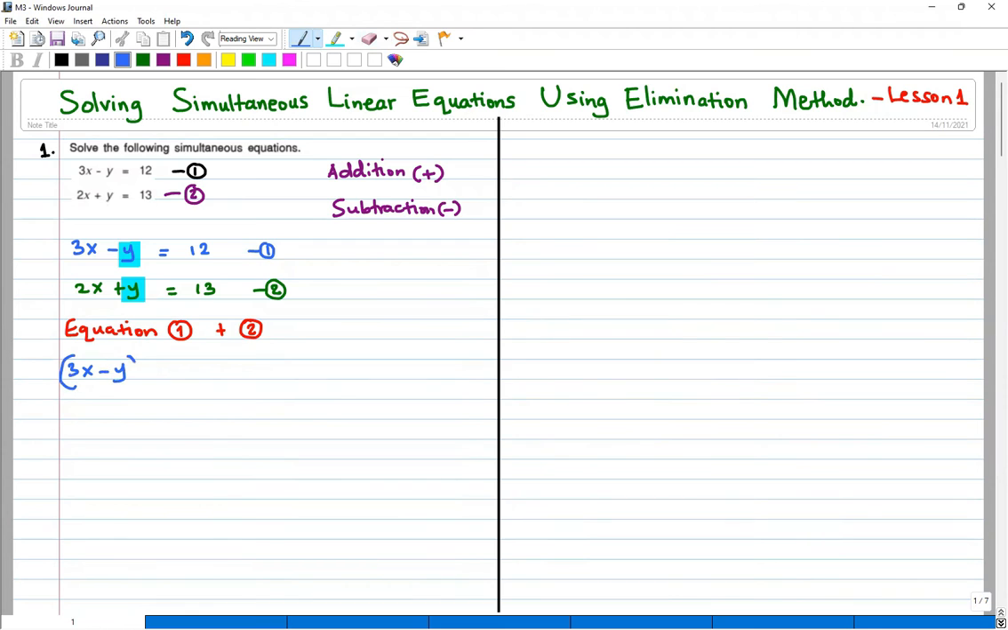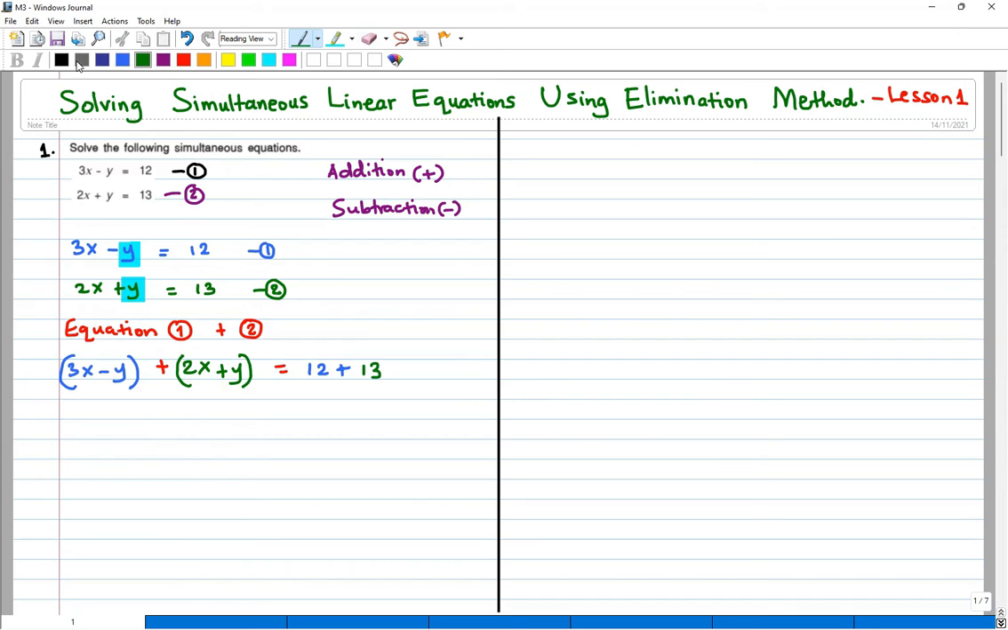Okay. We shall first take away this part, then later this part. Okay. So we have 3x minus y plus 2x plus y is equal to 12 plus 13. Okay. Now we are getting equation 1 plus equation 2.